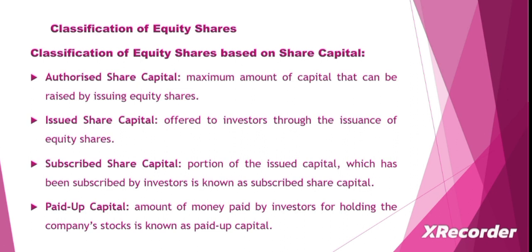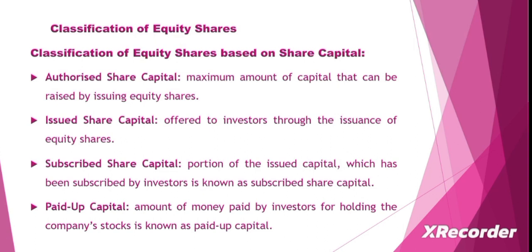The second one is issued share capital. This implies the specific portion of the company's capital which has been offered to investors through the issuance of equity shares. The next one is subscribed share capital. The portion of the issued capital which has been subscribed by the investors is known as subscribed share capital. Paid up capital. The amount of money paid by investors for holding the company's stocks is known as paid up capital. As investors pay the entire amount at once, subscribed and paid up capital refer to the same.